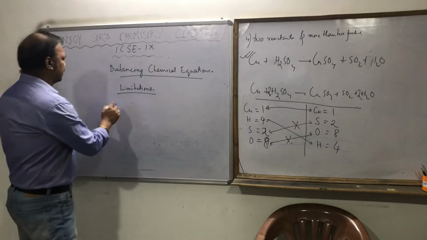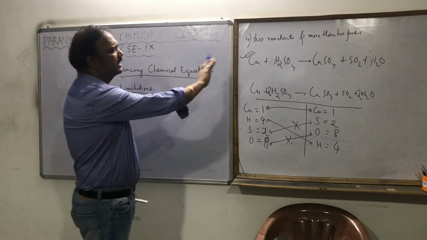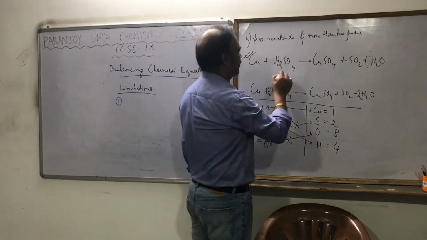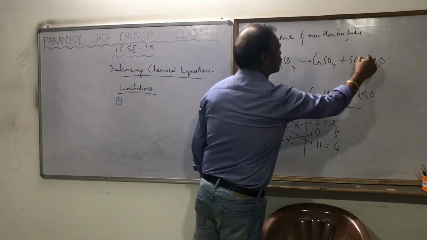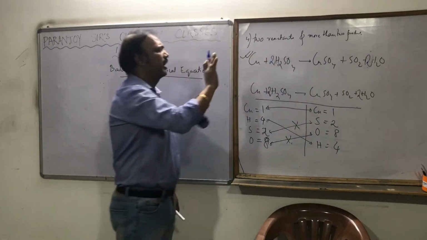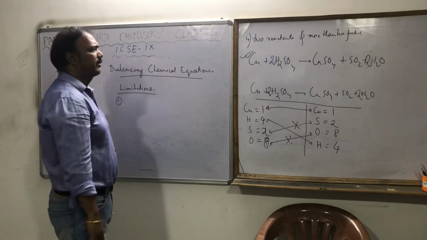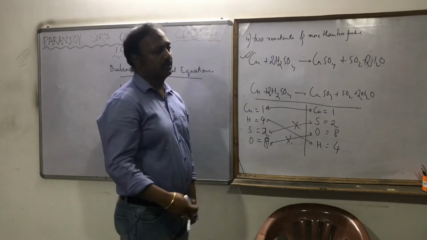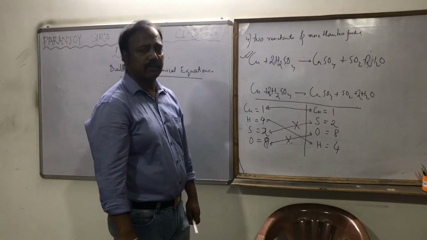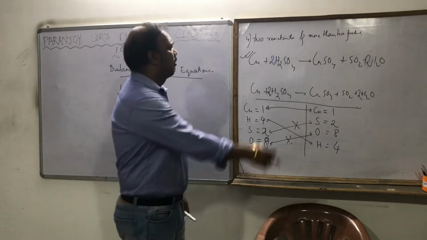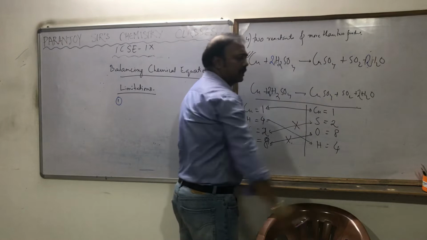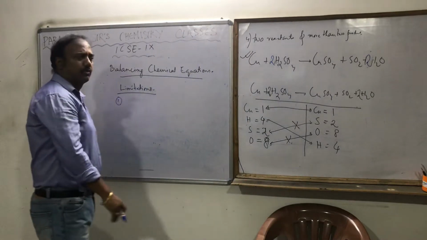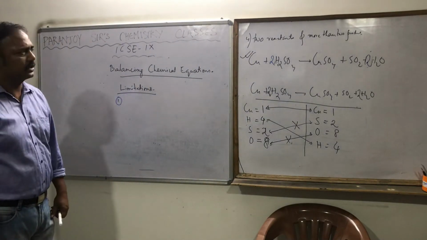The first one: this is the balanced equation I had written, with 2H2SO4 and 2H2O, fine. It is telling only the law of conservation of mass. But does it tell what is the state of copper? Whether it is solid or liquid or gas, does it tell? No, this equation does not tell. Or this, or this, or this. Does it tell anything? Nothing is told.